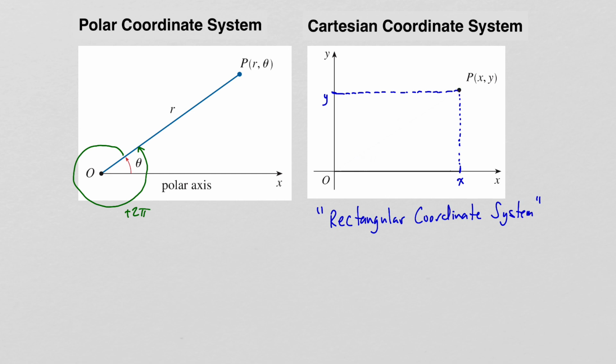Now, the fact that we have unique representations in the Cartesian coordinate system is both a strength and a weakness, and the same thing is true about the polar coordinate system. The fact that these points do not have a unique representation is both a strength and a weakness. So this system does not replace the Cartesian coordinate system, it gives us options.